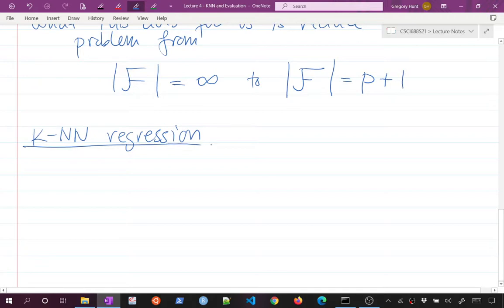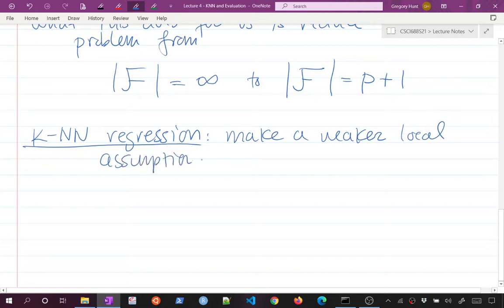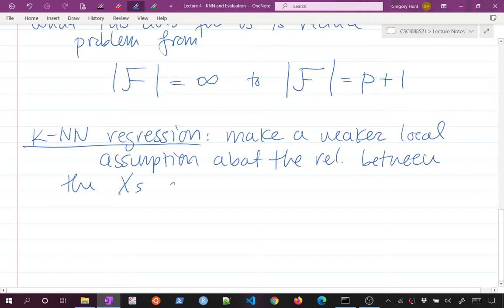And in contrast with this strong global assumption that linear regression makes, this is going to make a fairly weak, local assumption about the relationship between the x's and y.